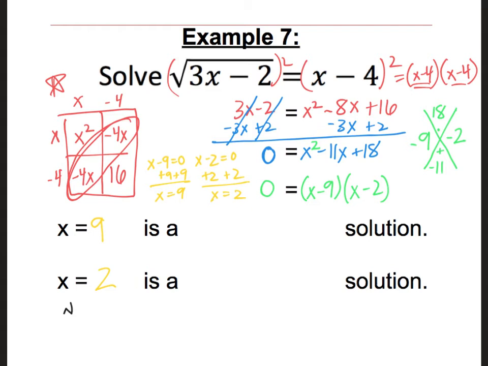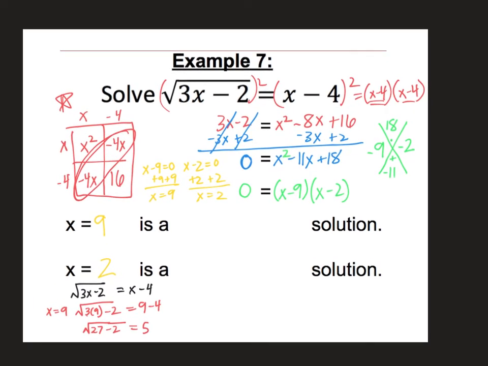Remember, your original equation was the square root of 3x minus 2 equals x minus 4. So if we start with, let's do it in red, x equals 9. I really have the square root of 3 times 9 minus 2 equals 9 minus 4. 3 times 9 gives me 27. So really I have the square root of 27 minus 2. That's all underneath your square root. 9 minus 4 gives you 5.